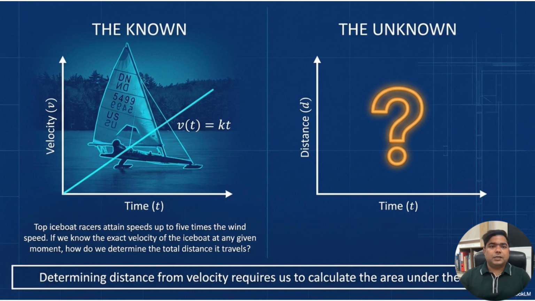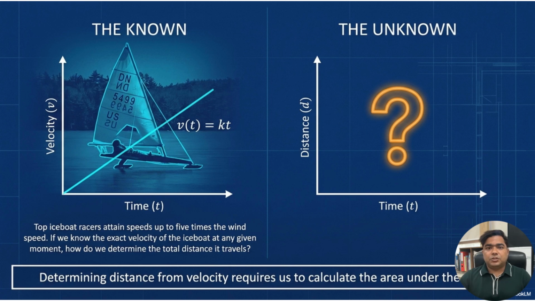Distance is not shown directly in the velocity graph. So how can we find it? The key idea is this. Distance comes from accumulating velocity over time. If velocity tells us how much distance is covered per unit time, then multiplying velocity by a small amount of time gives us a small piece of distance. For example, if an object moves at 10 meters per second for 2 seconds, it travels 20 meters. That is velocity multiplied by time.